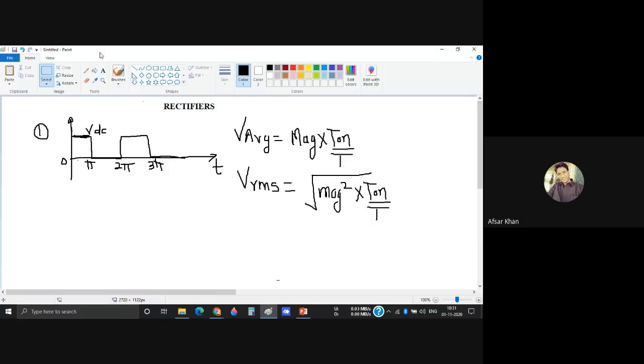Now, the second waveform is a triangular wave. We have already seen this formula, but we are revising it because we need it. Such a waveform is there.